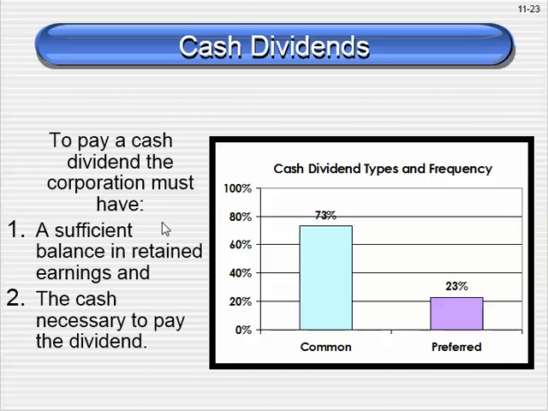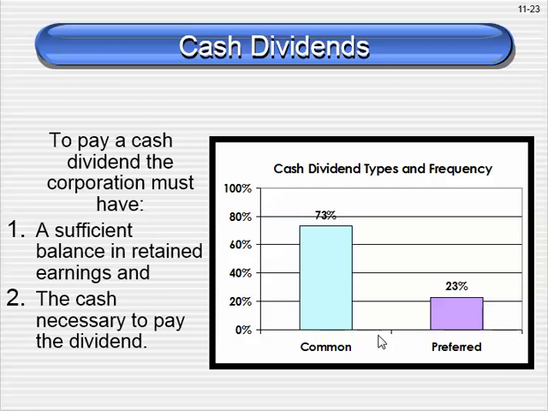So the company is making money, they have enough money or cash in their retained earnings, and they want to pay that back to their stockholders in order to share those earnings back with their investors and the owners of the company. They also need to make sure they have enough cash to pay those dividends. So those are two qualifications. They have to have sufficient balance in retained earnings, and they also have to have enough cash on hand to pay the dividend before they can issue a dividend.